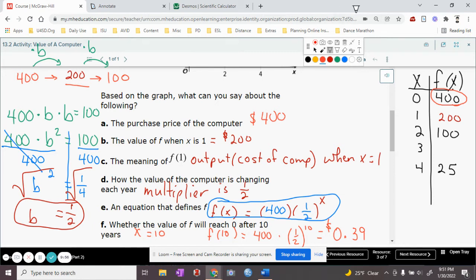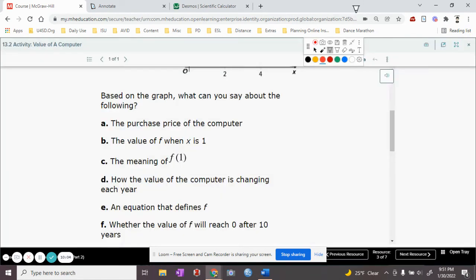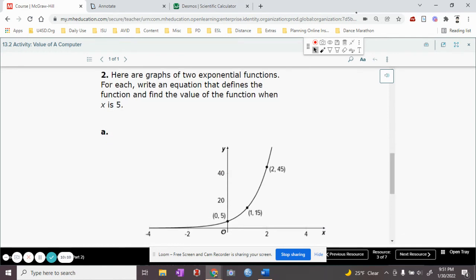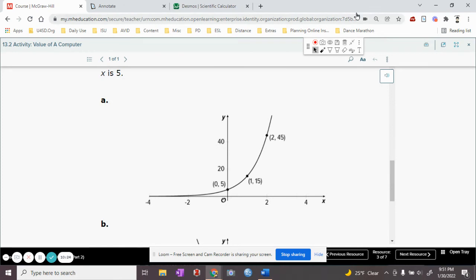So I'm going to go ahead and delete this information. You can always back up the video if you need to see that again. And we're going to look at part 2 down here, which is looking at some graphs. So we have the graphs of 2 exponential functions. We are going to write the equation for each of the functions, and then find the value when x equals 5. So for part A, we're going to look at our function f of x equals the starting value times the multiplier to the power of x.